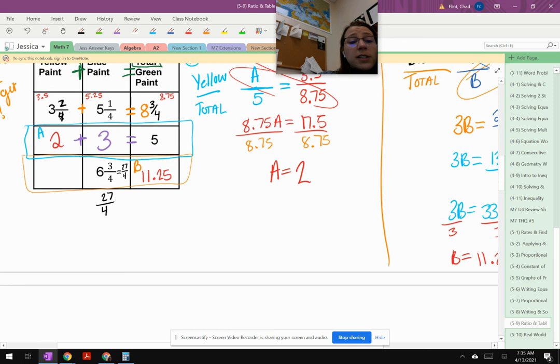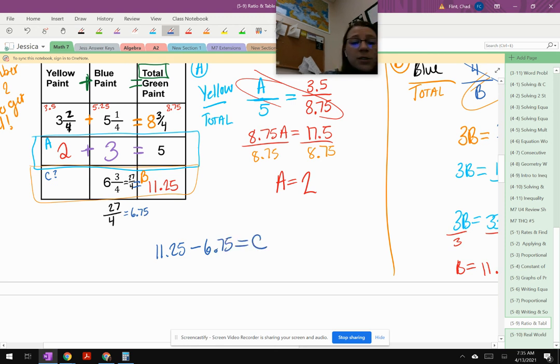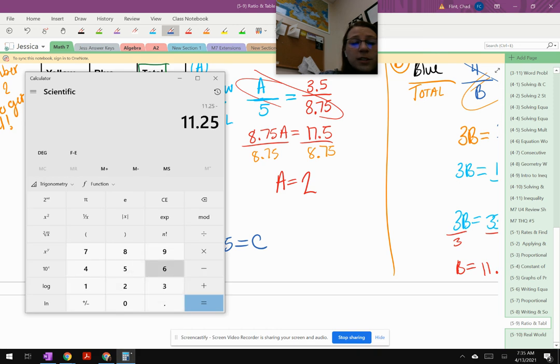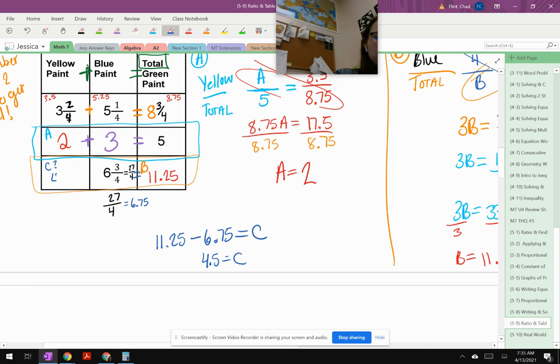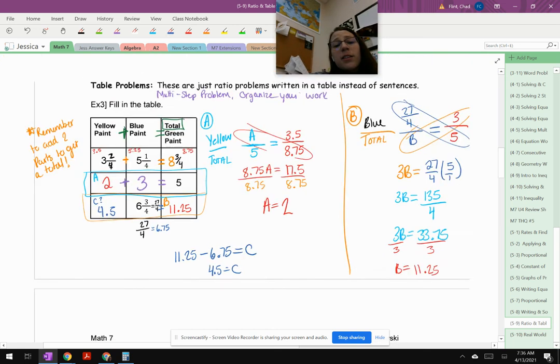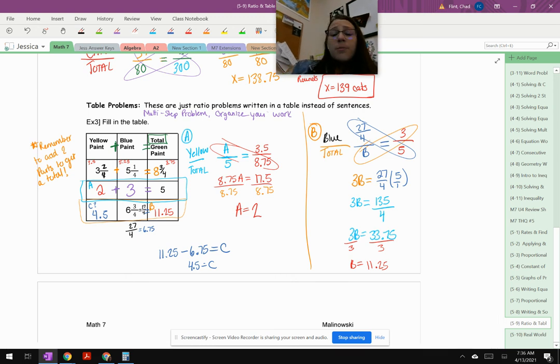All right, so last final step here to find this missing one, which I'll call C. I can do that total, 11.25, minus the 6.75 to get C. So 11.25 minus the 6.75 equals 4.5. And that is how you do a table problem. Lots of steps involved, not the most fun thing I've ever done, but now you know.